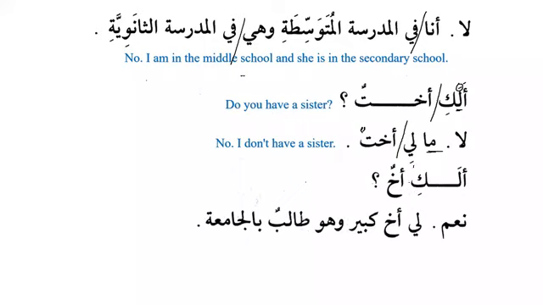Alaki akhun, the next question is, do you have a brother? And now she says, Naam, yes, li akhun kabirun wa huwa talibun bil jamiati. I have an older brother and he is a student in the university. So li jar majroor will be the predicate, akhun will be the subject, and it is mawsuf, a noun, and kabirun is the adjective. Waw means and, to connect these two sentences. Huwa will be the subject and talibun will be predicate. And bil jamiati is jar majroor.